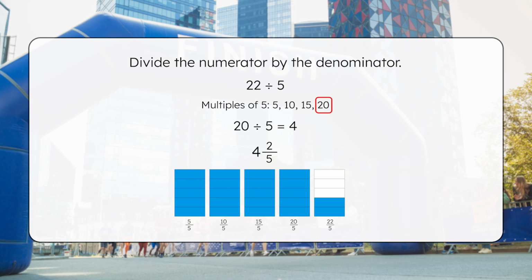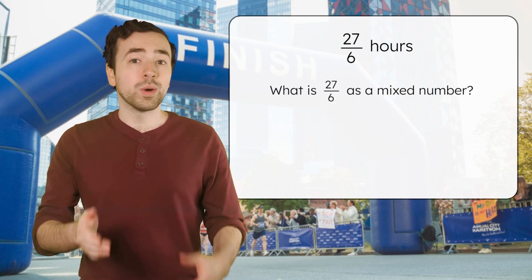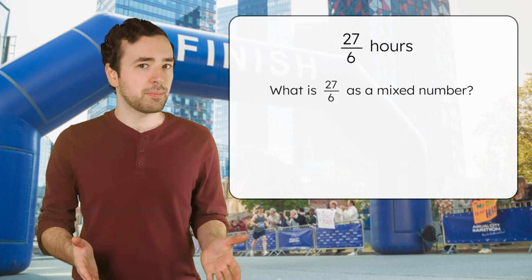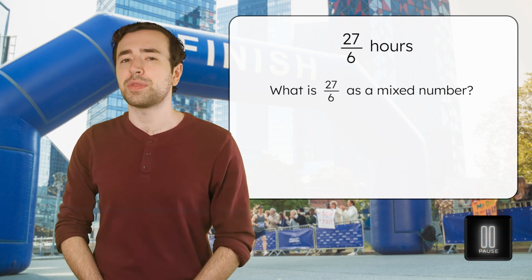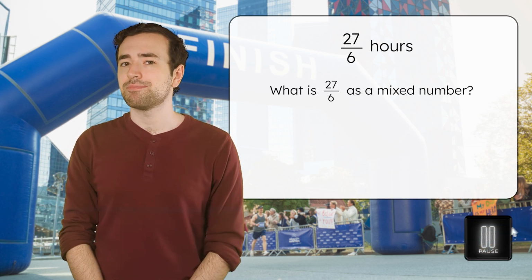So we can divide using a nearby fact for the whole number, and the leftover amount is our fraction. The next runner had a time of 27/6 hours. What is their time as a mixed number? Pause the video here to record your thinking in your guided notes.